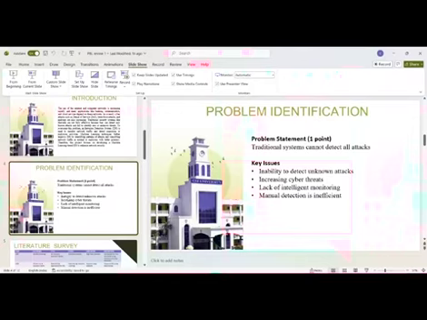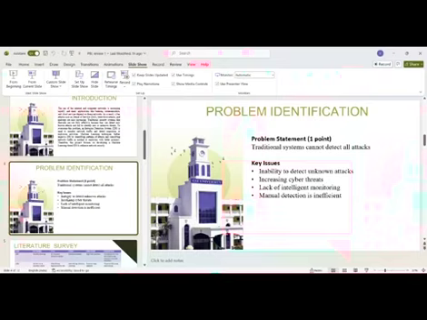You have mentioned traditional systems cannot detect all the attacks. Why and how do they work? Traditional systems are basic security systems like firewalls and antivirus that protect the network using fixed rules to block known attacks, providing basic security that is easy to use and implement.